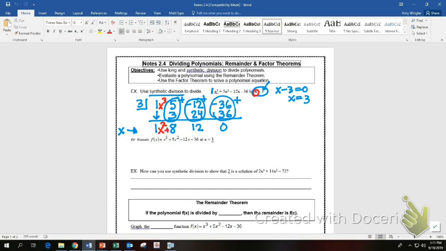This is a positive 8, so we need to put a plus sign. And now we list our x's with the coefficients out in front in descending order. This is a positive 12, so we put a plus 12. So our final answer here is x squared plus 8x plus 12. That's what we got when we divided.